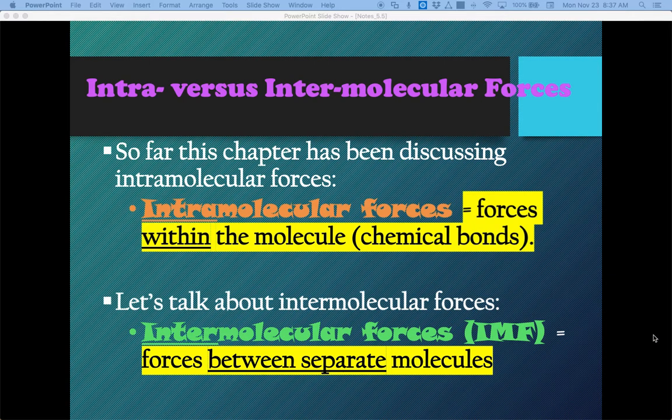So you can think of intramolecular, so this within, as like your skeleton, your tendons, your muscle. This is what holds your body together. Whereas intermolecular forces, this in green, this is like friendships and relationships and love and hate and all those kinds of things that you feel towards other people. That's the difference. And this is what we're going to be talking about in our notes today.